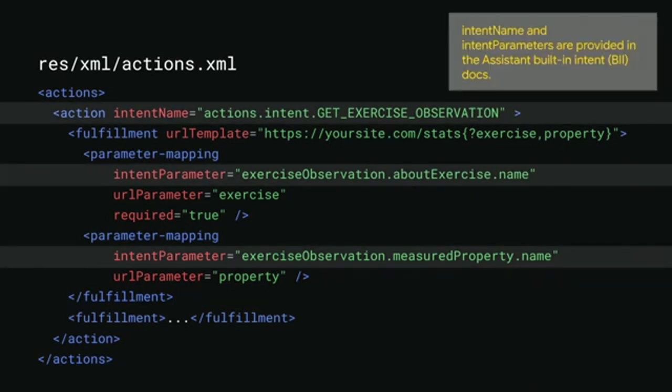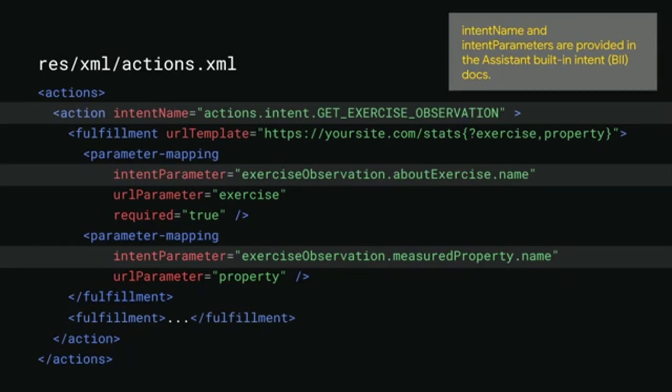Now let's look at the values that I've set in this particular example. First, I wanted to highlight intent name and intent parameter. Now, these values are pulled directly from our developer documentation. So if you're wondering where those values come from, you have to go and copy them directly from the developer docs. The intent name is the name of the app action you want to support.